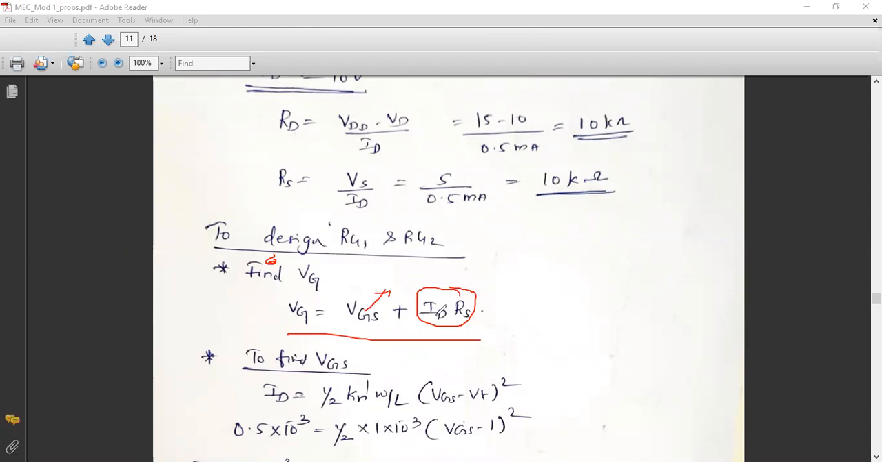Take that equation and substitute all the relevant parameters. ID is 0.5 milliamps, so 0.5 into 10 to the power minus 3, equals half into Kn dash W by L, which is 1 milliampere, so 1 into 10 raised to minus 3, into VGS minus 1 the whole square, because the threshold voltage is 1.